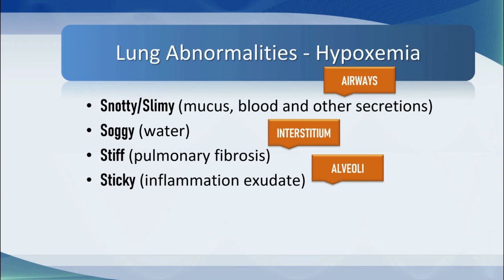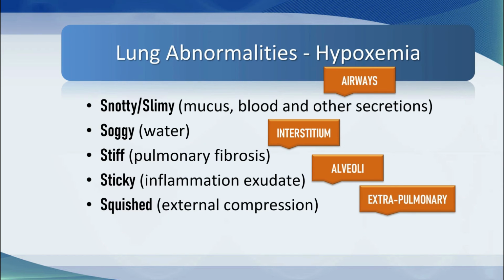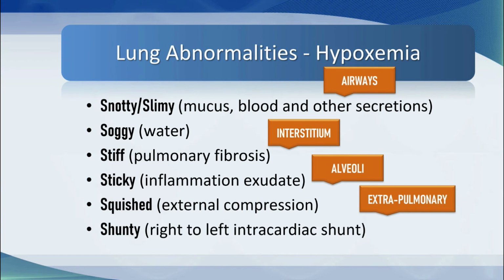Outside of the lung parenchyma itself, then, we have our extrapulmonary causes, and in this case I use the term squished for external compression. And finally, vascular disease is shunty, where there's a right to left intracardiac shunt. So we have snotty or slimy, soggy, stiff, sticky, squished, and shunty.